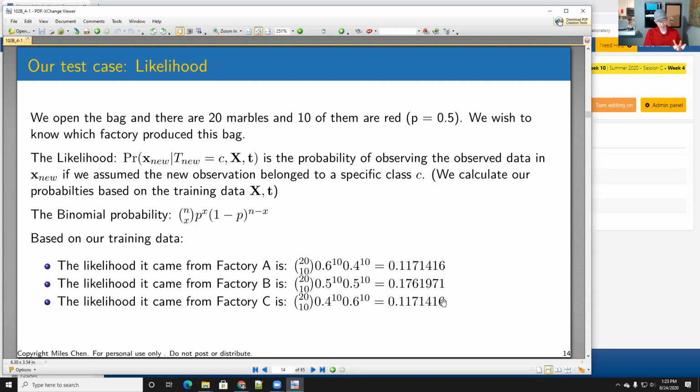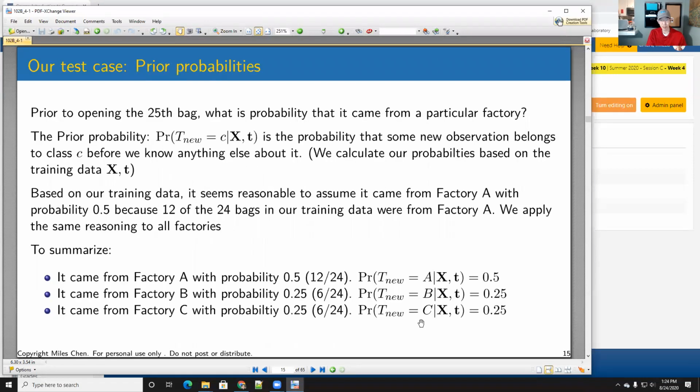But with the Bayes classifier, we don't just take into account the likelihood, we also take into account the prior probabilities, okay? So before we opened the bag and found that there were 10 red out of 20 marbles, what would we have guessed? What is the probability that it came from a particular factory? The prior probability is the probability that a new observation belongs to class C before you open it up, before you look at the data inside. So this is based only on the training data, before you actually look at the contents of the pouch.